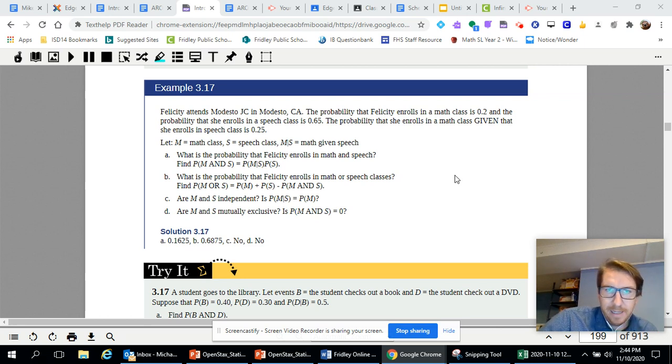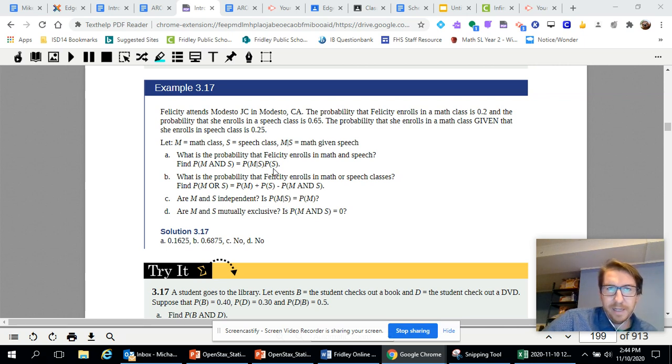So M is math, S is speech, and M given S, or math given speech. That's what that vertical bar means, given. What's the probability that Felicity enrolls in math and speech? To find math and speech, we go to our formulas, and our formulas will tell us that this is the probability of math given speech multiplied by the probability of speech.